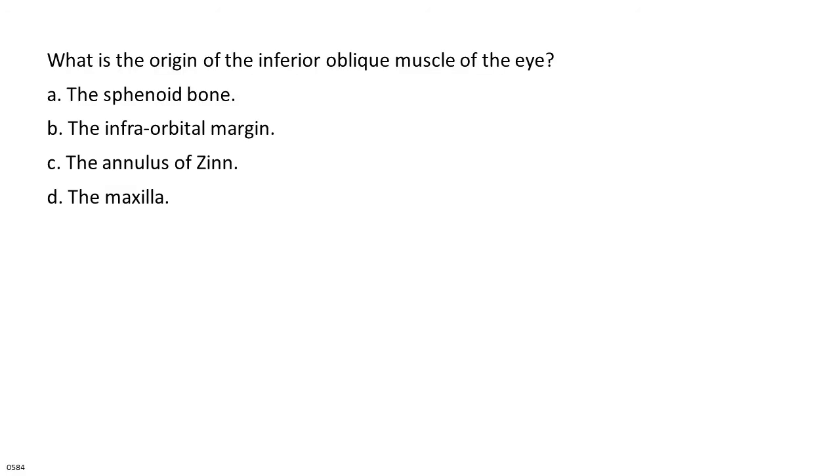What is the origin of the inferior oblique muscle of the eye? A. The sphenoid bone. B. The infraorbital margin. C. The annulus of Zinn. D. The maxilla.